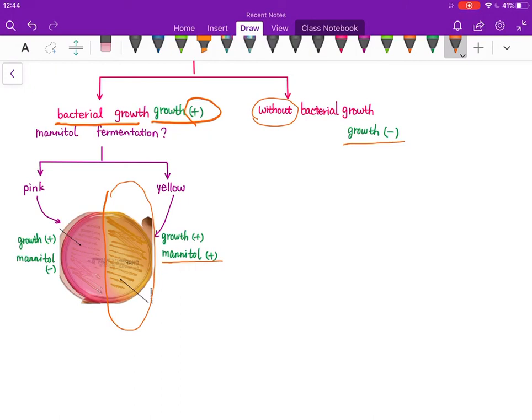However, if the agar didn't change color, we're going to record it as mannitol negative, which means there are no bacteria able to ferment the mannitol.